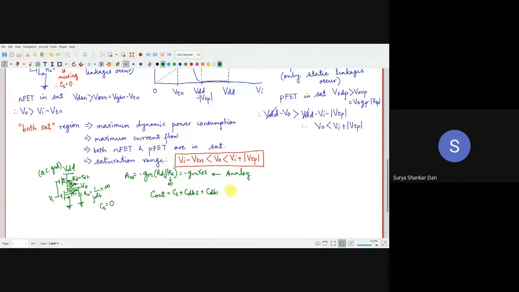Now, what we have said is that if the load is missing, CL is equal to 0. So you will be having only the parasitic component. Everyone getting me, right? This is very interesting.